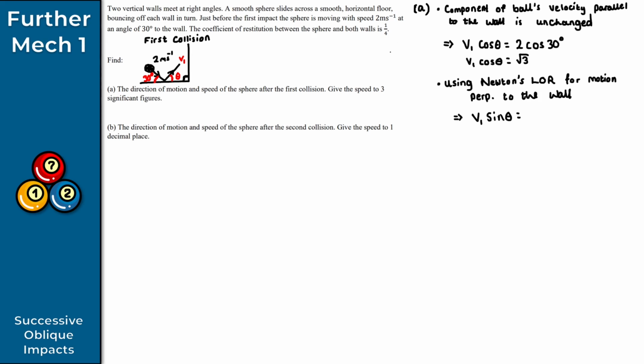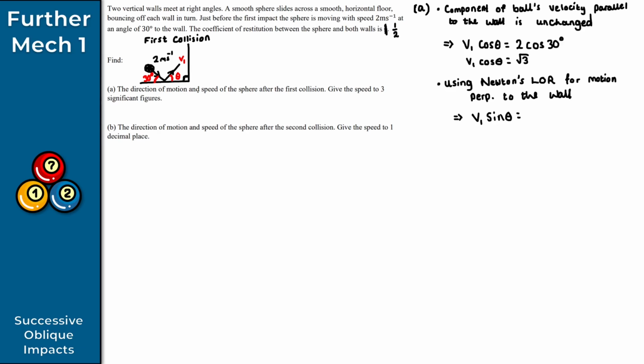which, as we can see, I've given as 1 over 4, but this should be 1 over 2, sorry. I'll amend that on the actual worksheet. So the coefficient of restitution between the sphere and both walls is 1 over 2. Apologies there. 0.5, or 1 over 2, is what we should get.